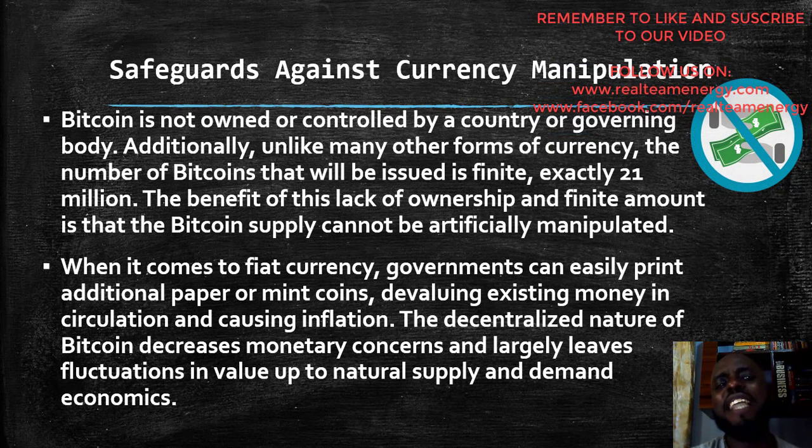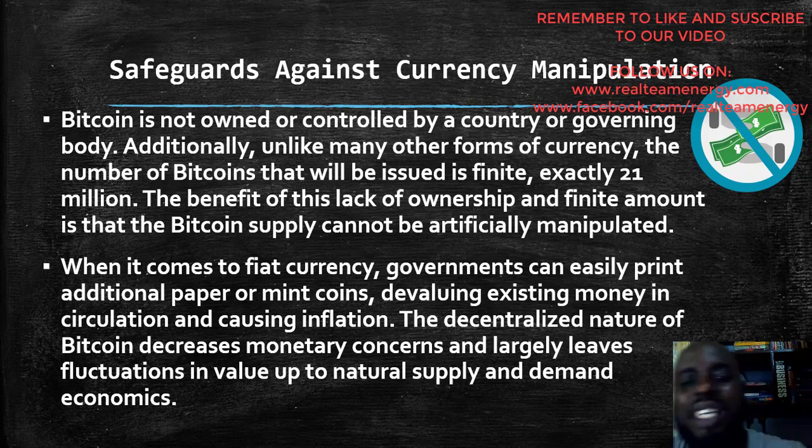Okay, now it's a safeguard against currency manipulation. Bitcoin is not owned or controlled by a country or governing body. Additionally, unlike many other forms of currency, the number of Bitcoin that will be issued is not infinite. It's finite. Exactly 21 million. The benefit of this lack of ownership and finite amount is that the Bitcoin supply cannot be artificially manipulated. There are only 21 million Bitcoin that are supposed to be mined, so that is why it's finite.